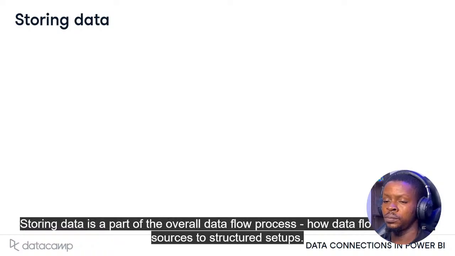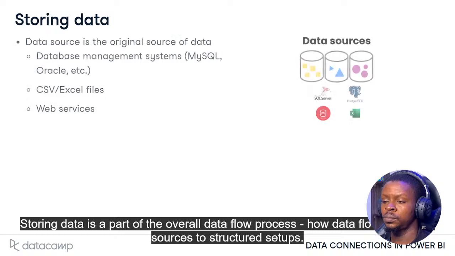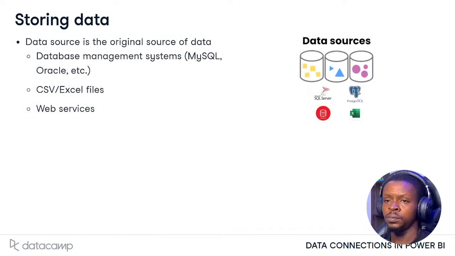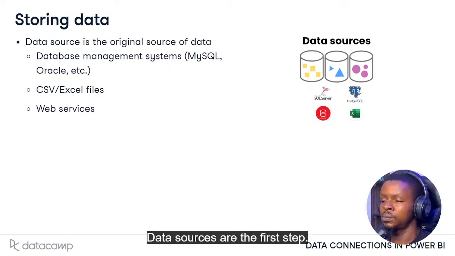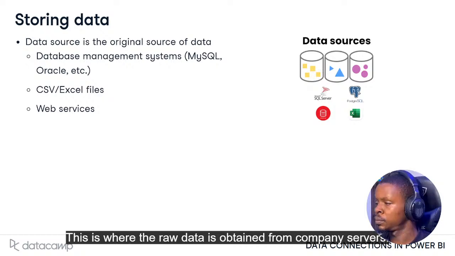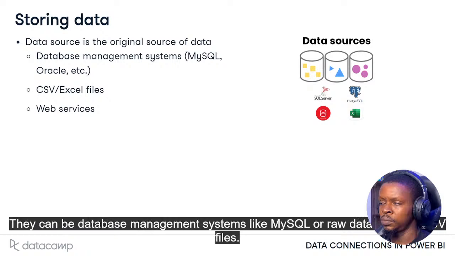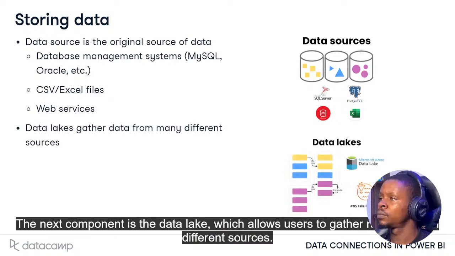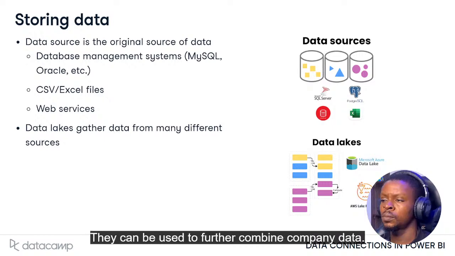Storing data is a part of the overall data flow process, how data flows from raw sources to structured setups. Data sources are the first step. This is where the raw data is obtained from company servers. They can be database management systems like MySQL or raw data files like CSV files. The next component is the data lake, which allows users to gather raw data from different sources. They can be used to further combine company data.